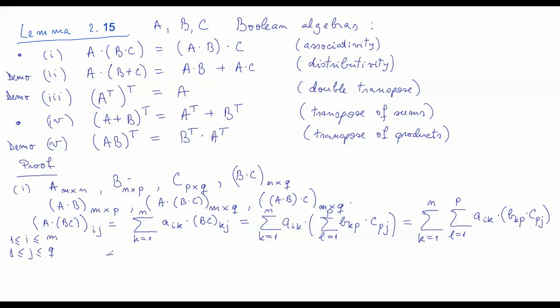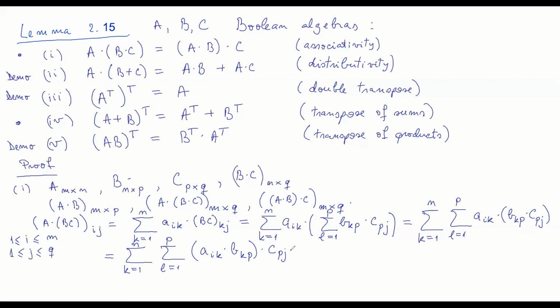And so the crucial observation now is that we are working in Boolean algebra B2, so the multiplication is associative, so I can move the parentheses to have first this product, A times B, and then multiplied by C. So the sums remain the same as before, k equals 1 to n, l from 1 to p, and the observation is that I can do this multiplication in this order. First A and B, and only then multiply by C_pj.